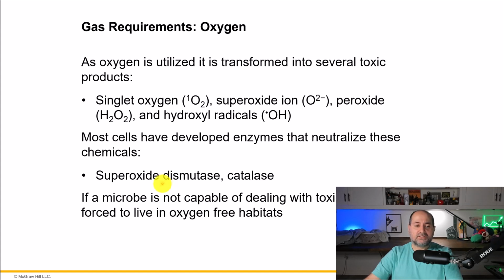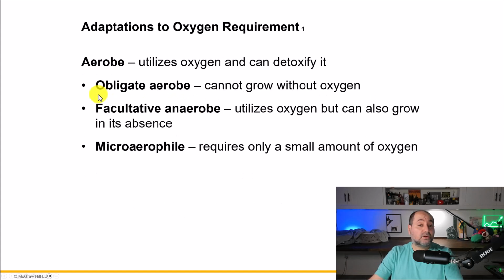Isn't that neat? So think about it this way. If the organism can produce these two enzymes, superoxide dismutase and catalase, it's likely it's going to grow in the presence of oxygen. If the organism can't produce these enzymes, so it doesn't have the genes to produce these enzymes, then it's going to get destroyed in the presence of oxygen. Think about it that way. And yes, there are some organisms that cannot grow in the presence of oxygen. There are some that only grow in the presence of oxygen. So let's talk about that.